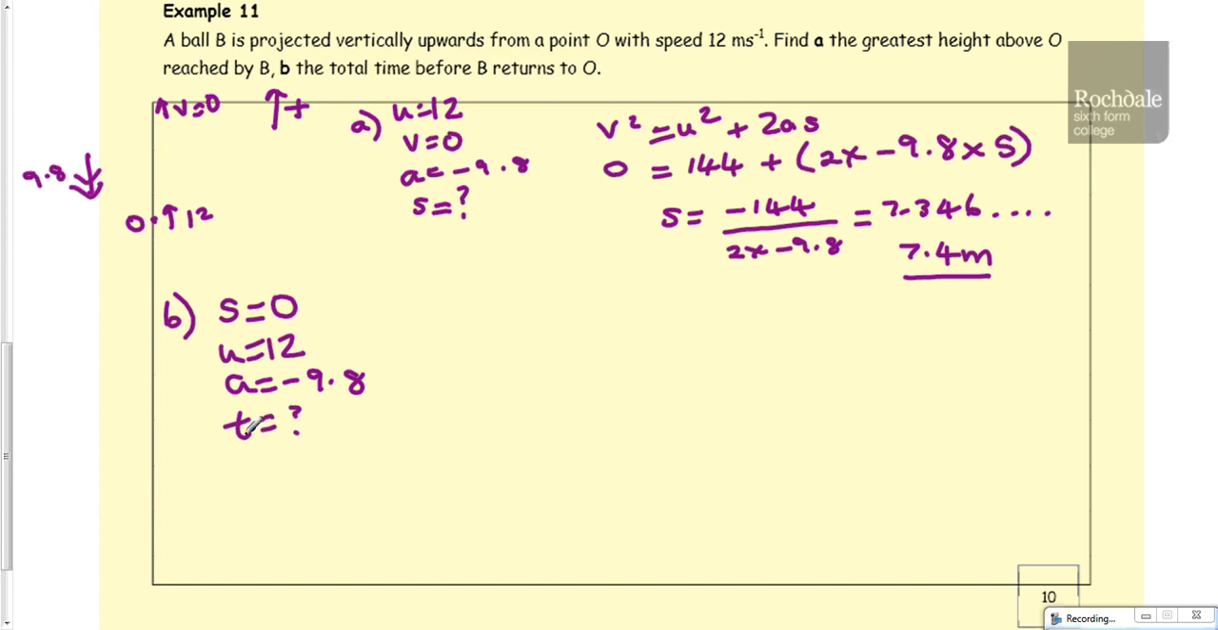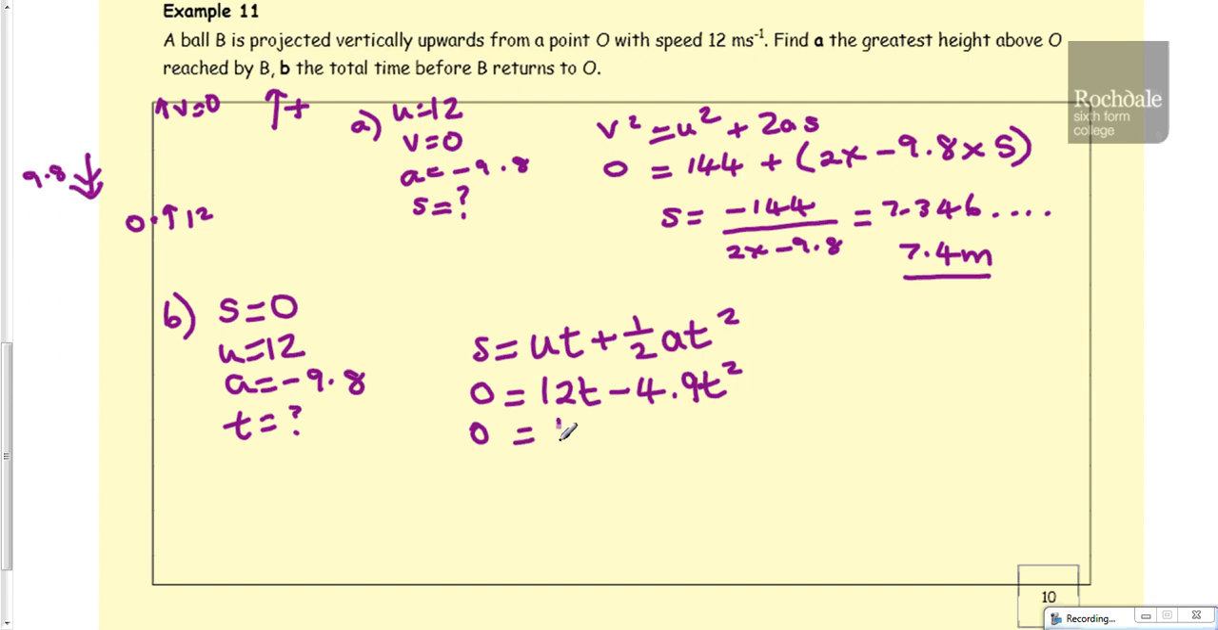Looking at these, I think one identity shouts out at us. Hopefully you spotted that one. And it's going to be another one of those, I think, where we're going to get a quadratic because T is the thing that we're looking for. So S is 0, UT is 12T, half of A is 4.9 and it's going to be minus 4.9 because the acceleration is minus 9.8. And then we've got t squared. So that is a quadratic equation. It doesn't have a constant term, so it's one of those where you can just take the t out in order to factorize it.